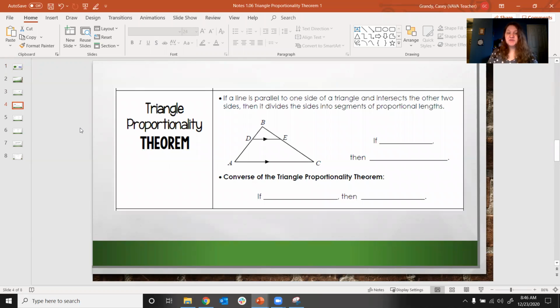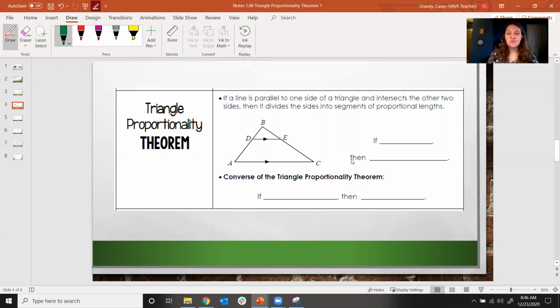All right, so let's talk about the triangle proportionality theorem. I don't really care that you know the title of the theorems. I just care that you know what they say. So if a line is parallel to one side of a triangle and intersects the other two sides, then it's dividing the sides into segments of proportional lengths.